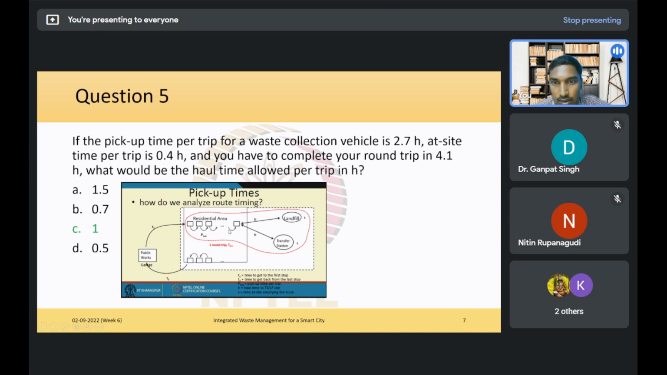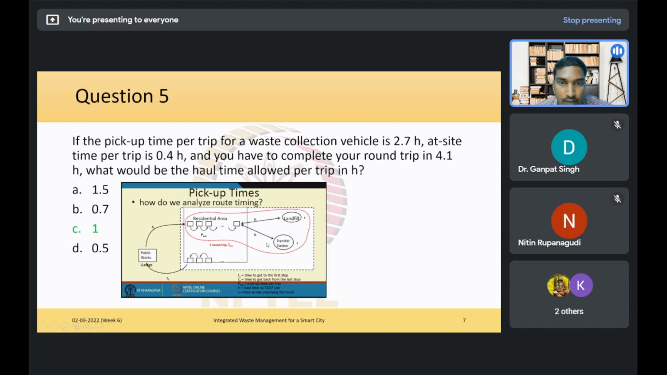Once we have collected all the waste, we have two options: either we go to the landfill or to the transfer station. Whichever is the case, the time that is spent to travel to either the landfill or the transfer station is the haul time, H, right? So we are hauling the waste from the residential area to the destination, which is either the landfill or the transfer station. That is the haul time component.